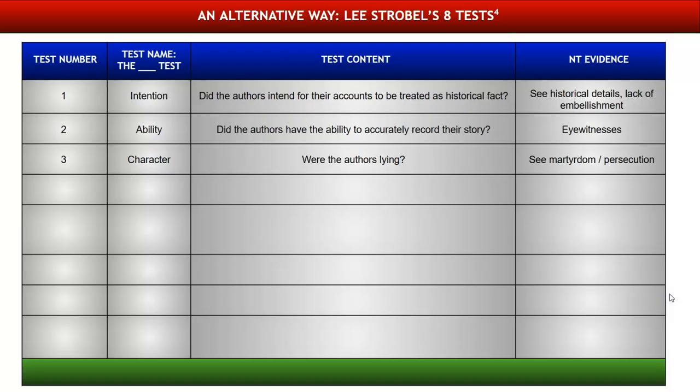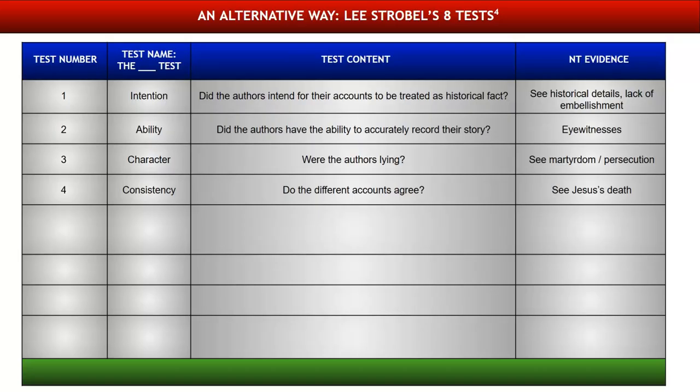The third test is the character test and asks, were the authors lying? I addressed this in detail in step 5 of the timeline, or actually it was step 4. Nobody dies or is even persecuted for a claim they know is false. The fourth test is called the consistency test and asks, do the different accounts agree? I would say yes, given the vast amount of work that has been done on this topic, including my reconciliation of the 4 accounts of Jesus' death earlier in this video.